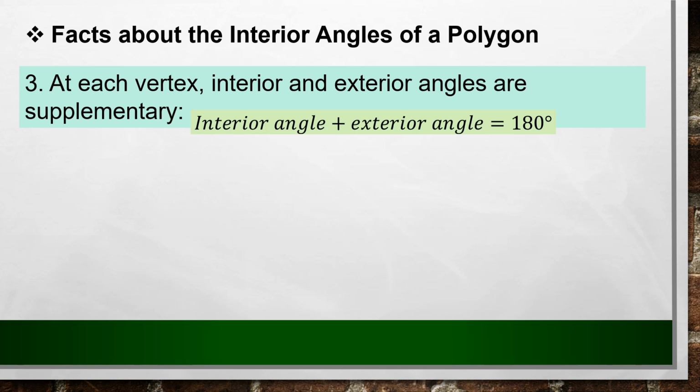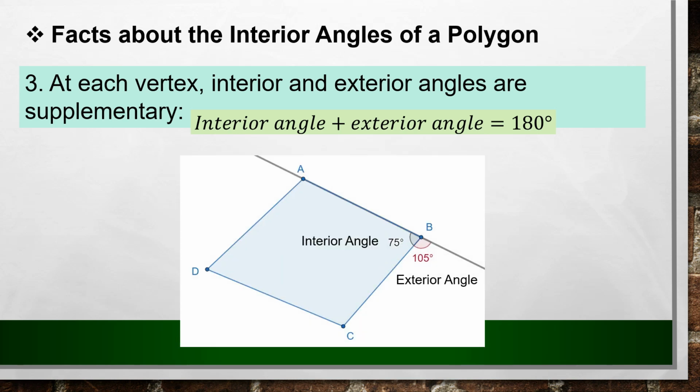Before example number 7, let me read this to you. The next fact about interior angles: at each vertex, interior and exterior angles are supplementary. So interior angle plus exterior angle is equal to 180 degrees. Let me give you an example. This is a quadrilateral. The one inside is obviously the interior angle, that's 75 degrees. The one outside is the exterior angle.